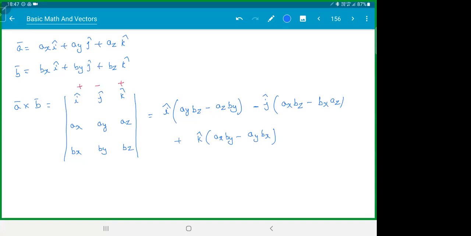Someone gives you A cross B, this is how you have a look at this. Let's do 1 or 2 practice problems and then we'll see the applications of this. I hope everyone got the idea here.